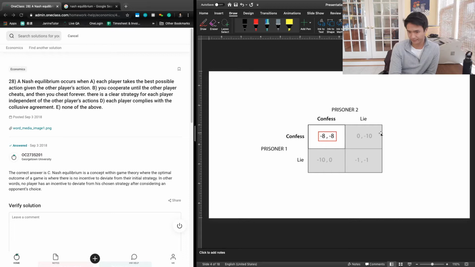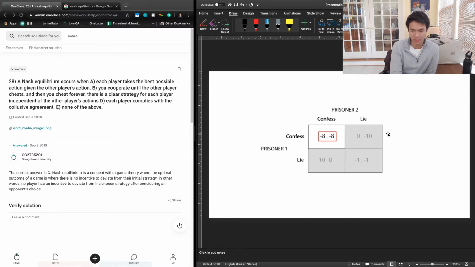Okay. Now, let's say we knew that the other person was going to lie. What would we do? We could either confess or lie. Confessing would give us 0 years in jail, and lying would give us 1 year in jail. So if we knew the other person was going to lie, we would also choose to confess. What that means is that confession is actually a dominant strategy for prisoner 1. Regardless of what prisoner 2 does, whether he confesses or lies, we would rather confess than lie. And the same goes for prisoner 2.